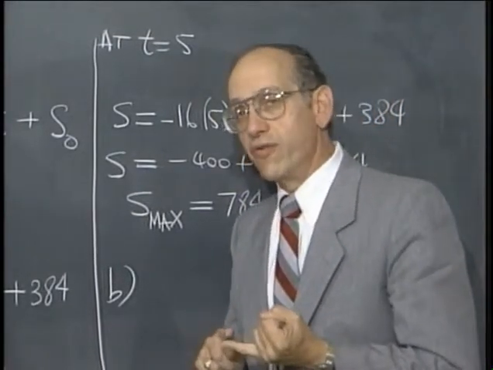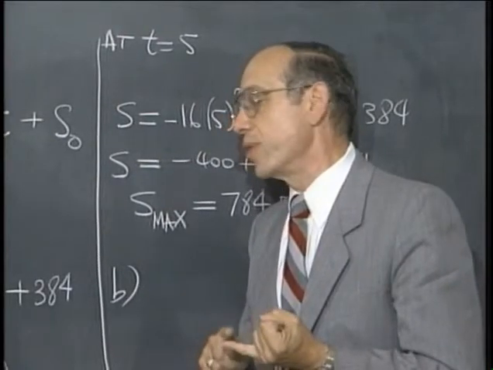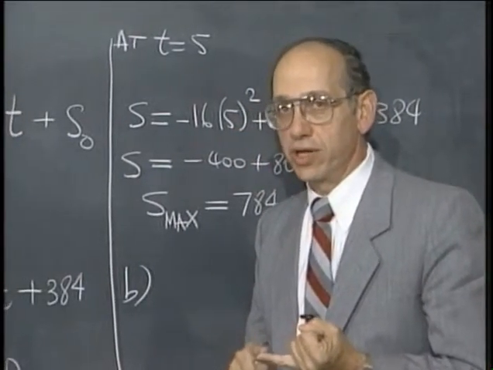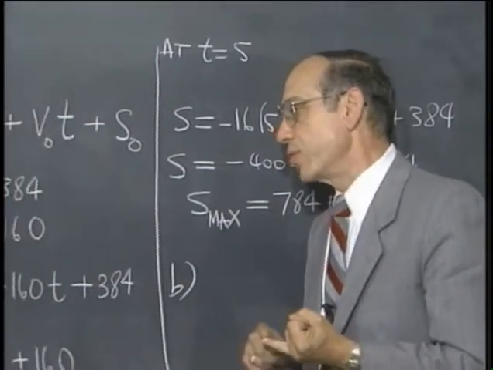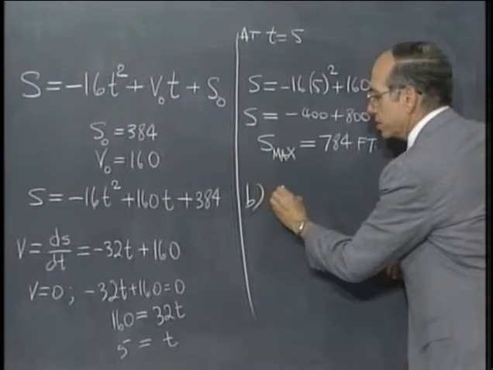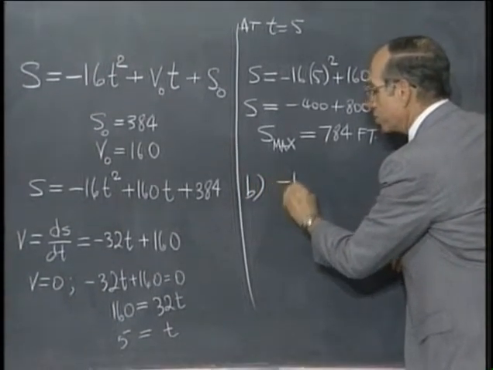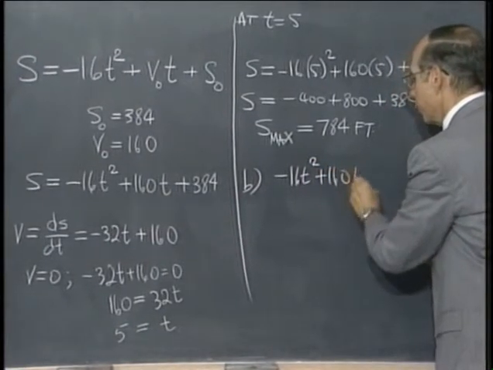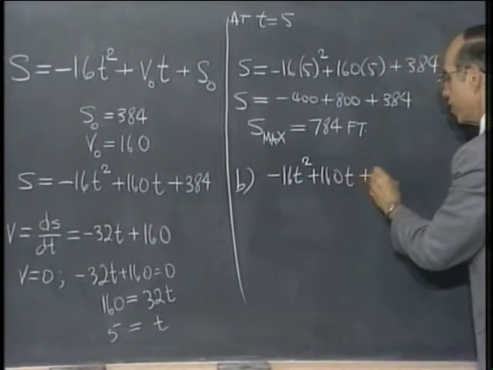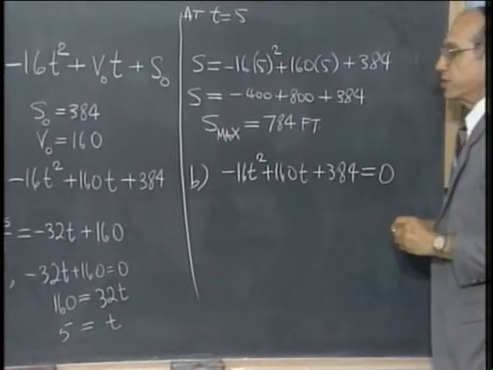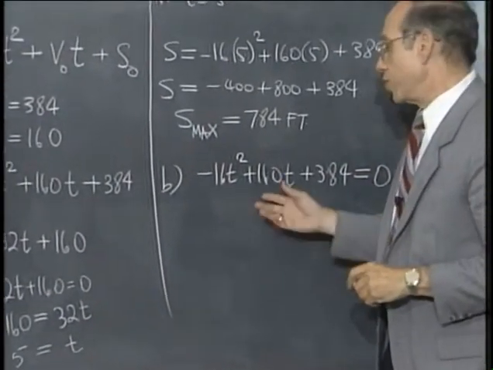In order to solve for that time, we have to take the equation for s in terms of t, set it equal to 0, and solve for t. Let me recopy that equation right over here. We have s is minus 16t squared plus 160t plus 384, and that has to equal 0. This is a quadratic equation.